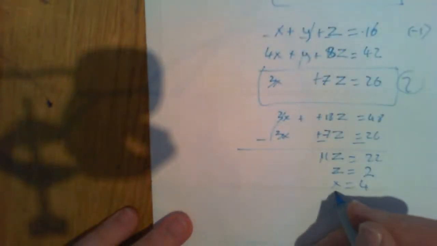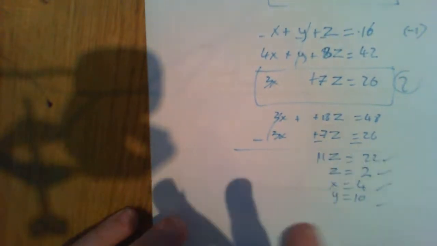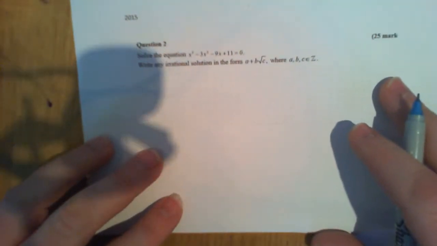If z is 2 and x is 4, I go right back up to the start. If x is 4 and z is 2, that's 6. So y is 10. And that is done. Okay? Just a nice question. I love those questions if they come up. They're brilliant.